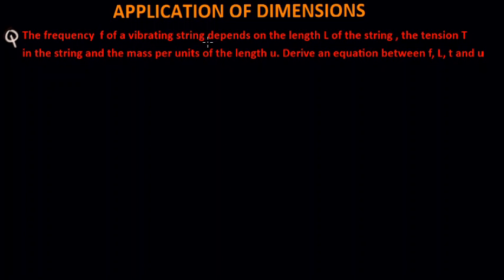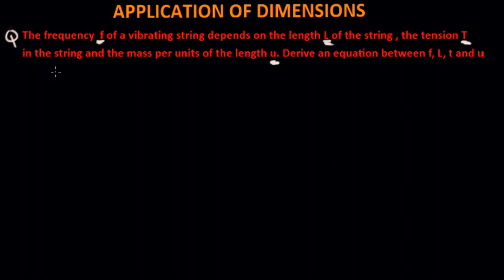f of a vibrating string depends on the length L of the string, and then the tension in the string T, and then the mass per unit length, which is mu. So derive an equation between F, L, T, and then mu. So first of all, we need a relation.